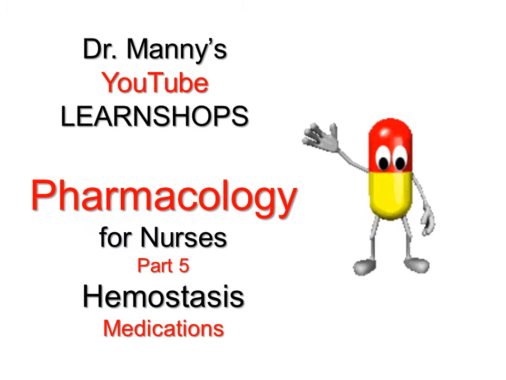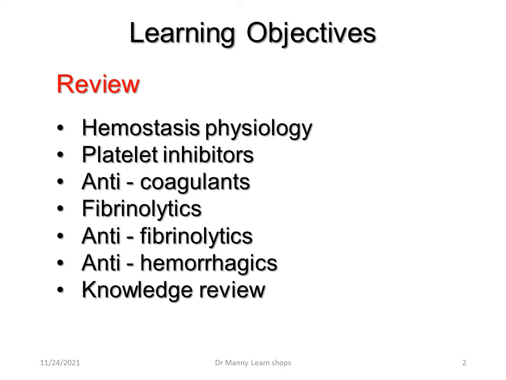This is about hemostasis and the medications that affect hemostasis, and this is part 5 of pharmacology for nurses. The learning objectives for this are to review hemostasis physiology, platelet inhibitors, anticoagulants, fibrinolytics, anti-fibrinolytics, anti-hemorrhagics, and then see what you've gained at the end of this learn shop in a knowledge review.